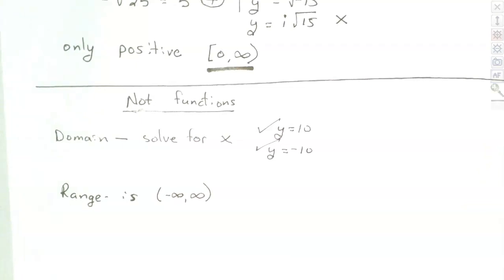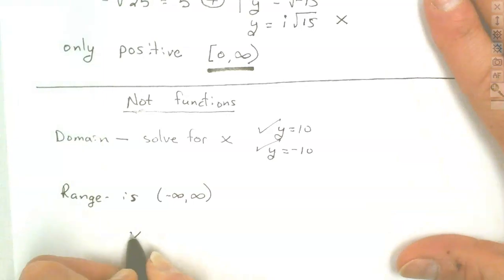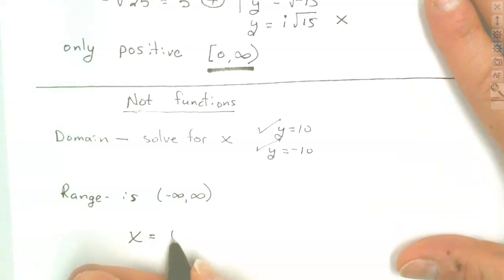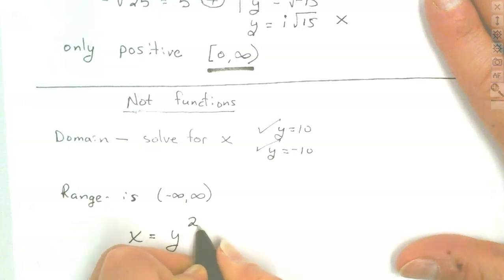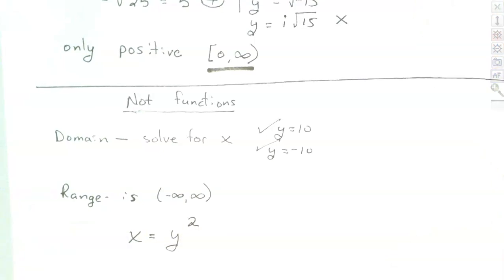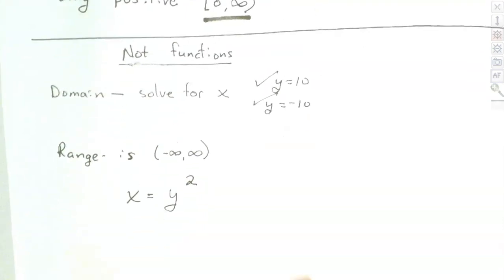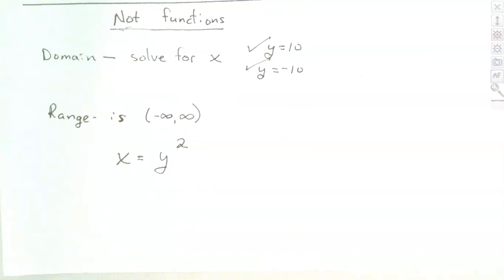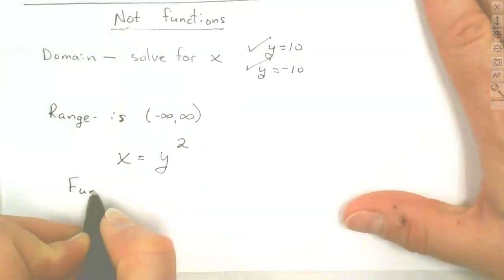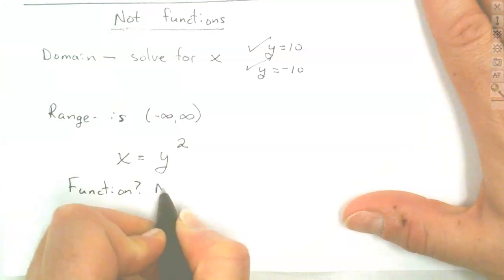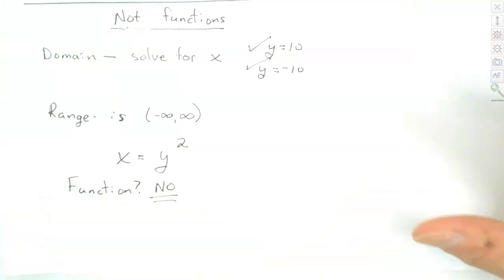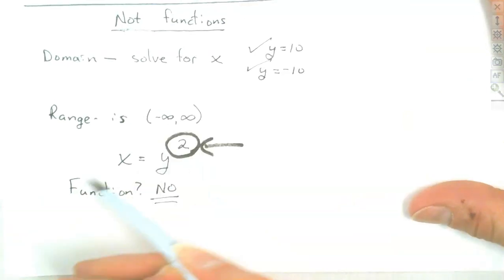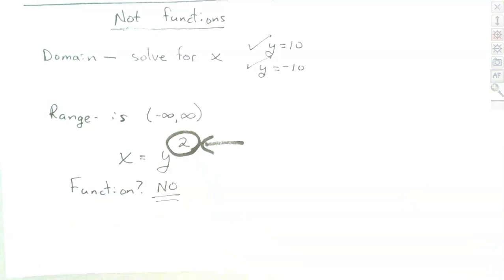So let's look at just one of these, and let's see why this one is not a function. This is very, very similar to question 5 in your homework, just different numbers. So x equals y squared. Why is it not a function? It's not a function because of that square. Anytime you have a power on that y, it's not going to be a function.